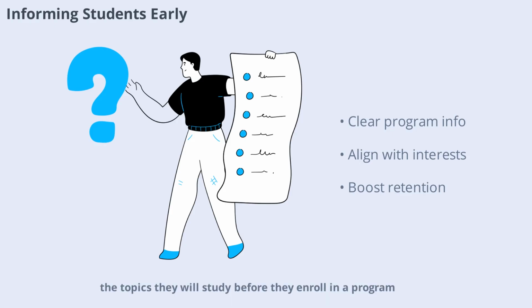Another recommendation is to provide students with clear information about the topics they will study before they enroll in a program. If students know what to expect and can choose degrees that align with their interests, they're more likely to stay engaged and use a deep approach to learning. This can also help with student retention and overall success.